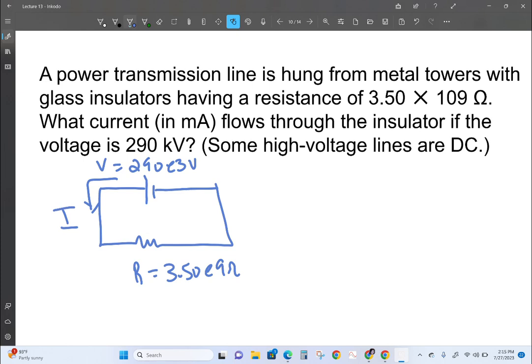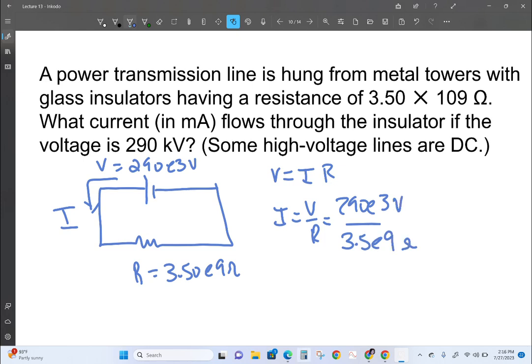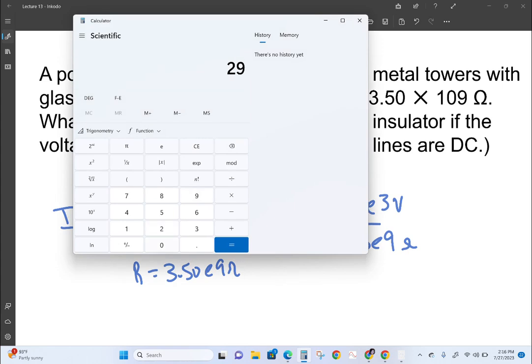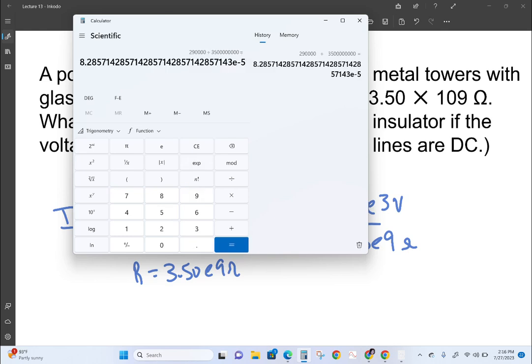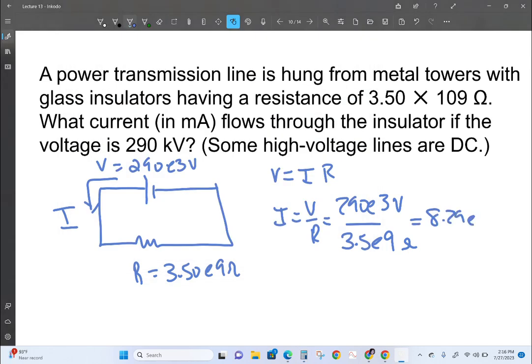And it says it wants a current in milliamps, so we'll do that. But first, we're going to find it in amps. So V equals IR, and I is going to be equal to V over R, which is 290 e to the 3 divided by 3.5 e to the 9, volts and ohms. We're going to get 8.29 e to the negative 5 amps.